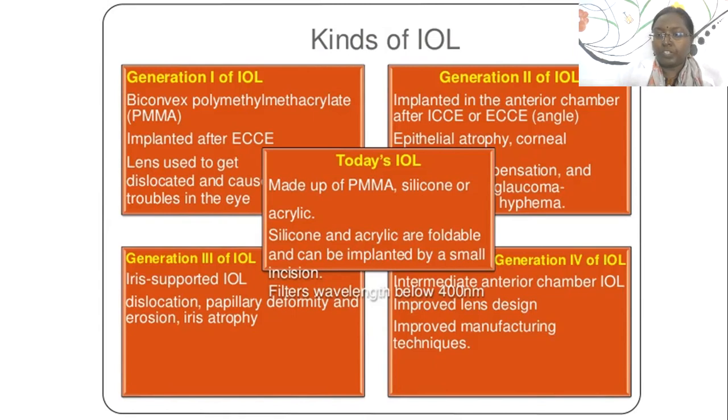The fourth generation is an intermediate anterior chamber IOL, which includes this lens design. Nowadays we use IOLs made of PMMA, silicone and acrylic. The acrylic and the silicone lenses require only a small incision.